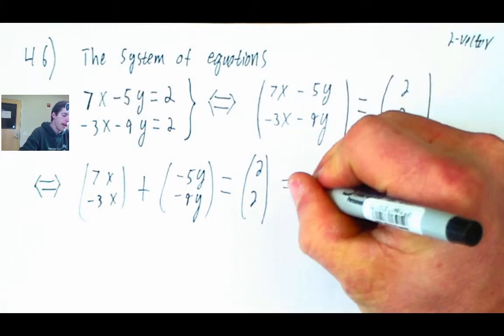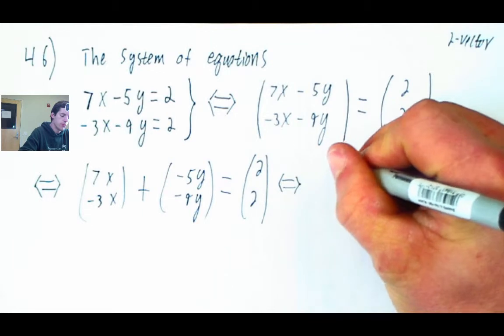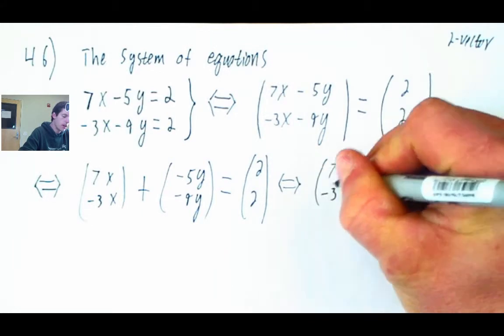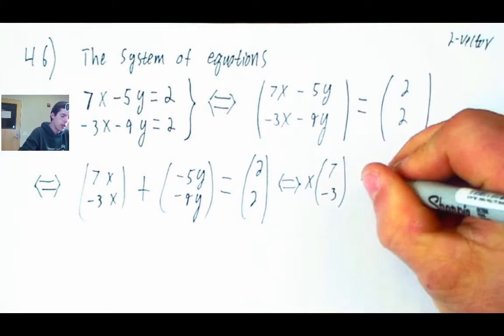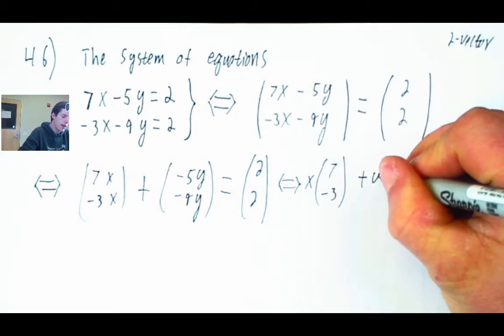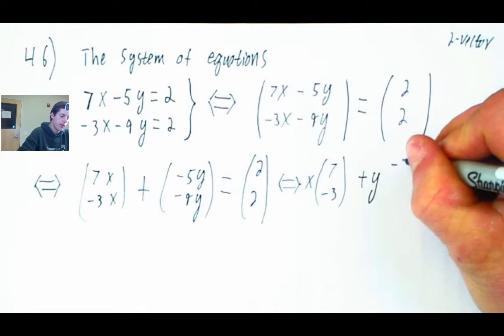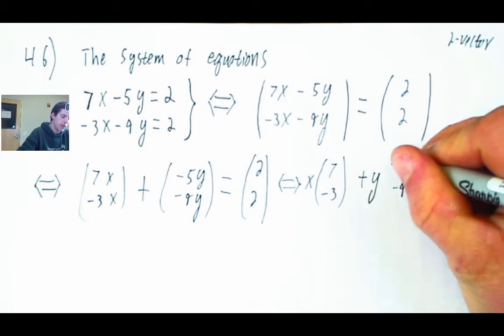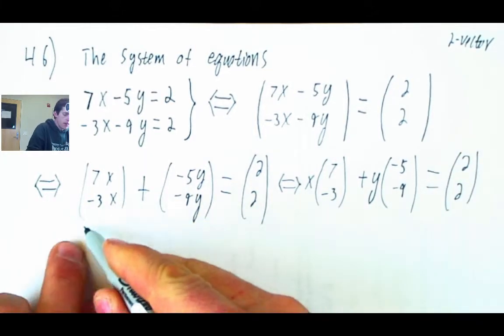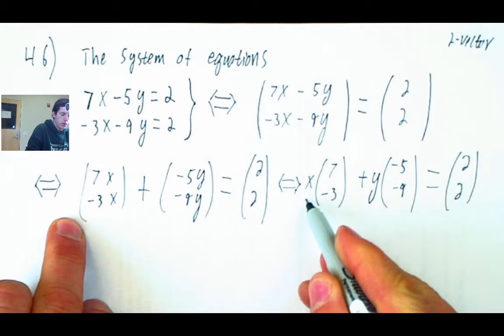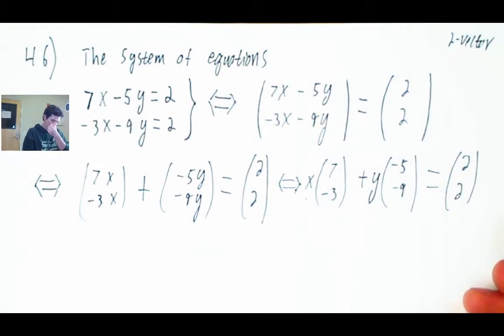And then you know what? That is equivalent to 7, negative 3 times x. I've simply factored out the x. This is scalar multiplication. And I'll factor out the y here. Negative 5 and negative 9 are what's left. And the other side of the equation stays the same. So once again, I am telling you that this statement is equivalent to this statement. And they're both statements. They're equalities, right? This thing is equal to this thing.